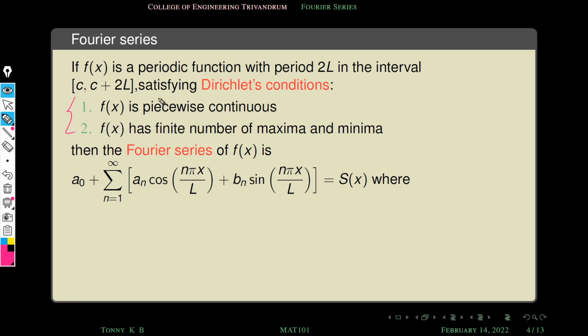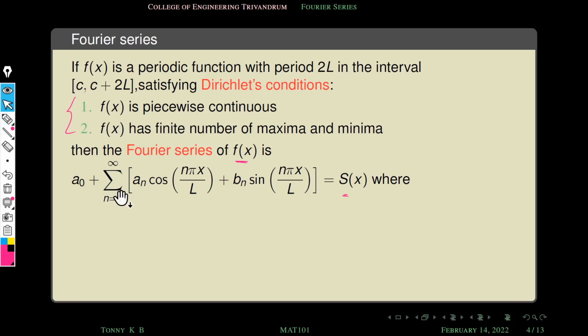So for a periodic function satisfying these two conditions, we can define the Fourier series of the given function f of x. How? This is the Fourier series of the given function: a naught plus sigma n equal to 1 to infinity of a n cos n pi x by L plus b n sin n pi x by L. This infinite series is defined as the Fourier series of this function f of x, and we denote this Fourier series by S of x. Clear?